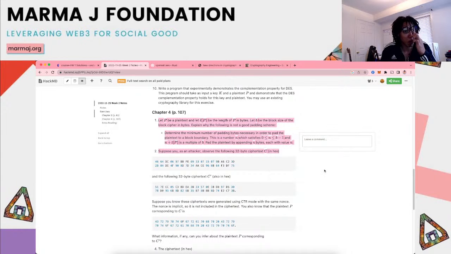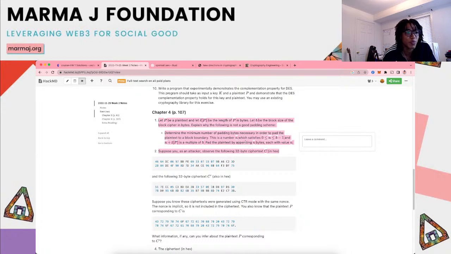Let P be a plain text and let p be the length of P in bytes. Let b be the block size of the block cipher in bytes. Explain why the following is not a good padding scheme. Determine the minimum number of padding bytes necessary in order to pad the plain text to a block boundary.